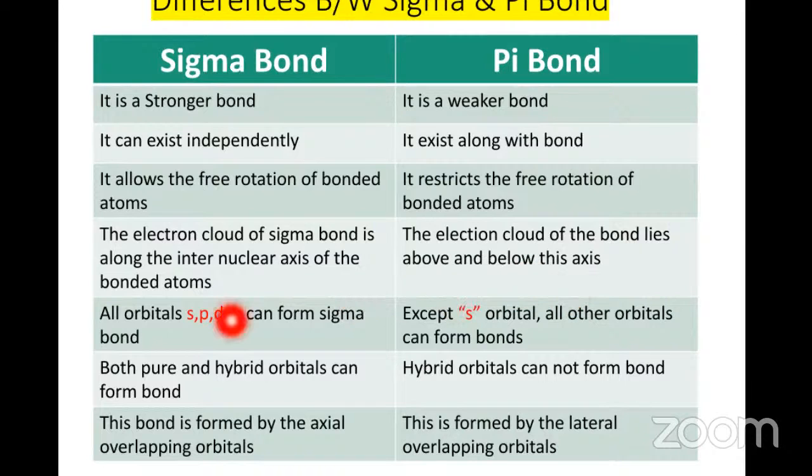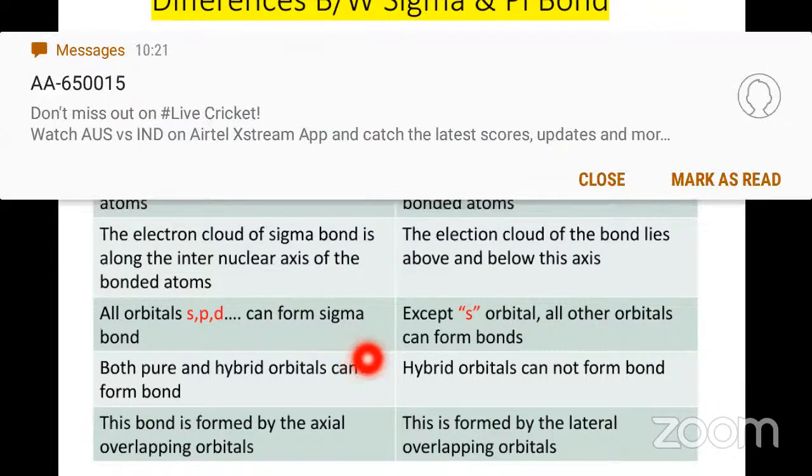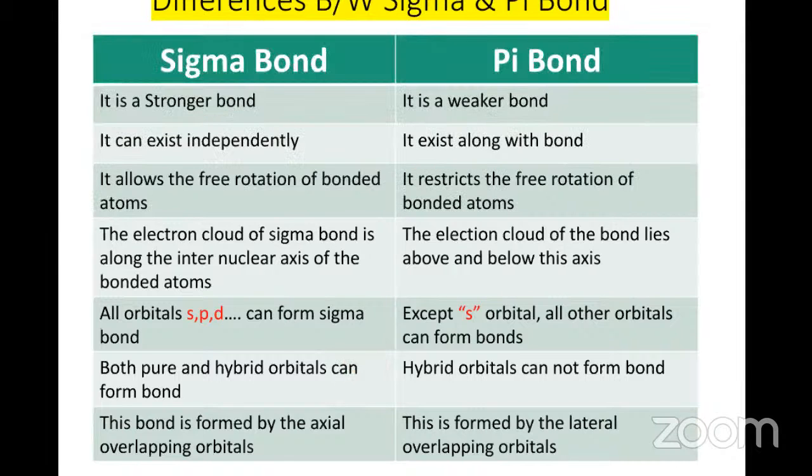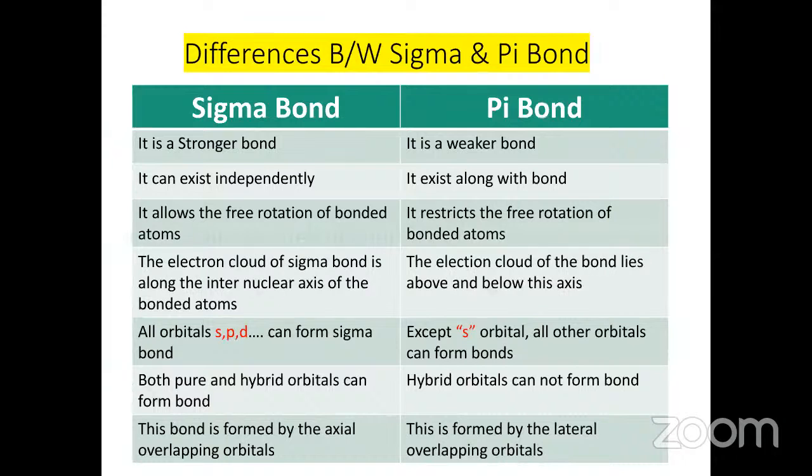Both pure and hybrid orbitals can form sigma bonds. In a pi bond, hybrid orbitals cannot take part. A sigma bond is formed by axial overlapping, whereas a pi bond is formed by the lateral overlapping of orbitals.